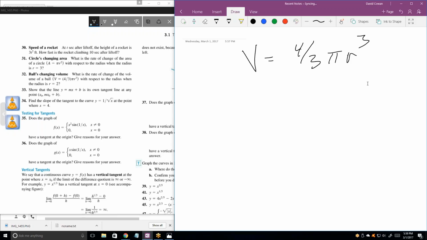So here's what we're going to do. You're going to calculate dv dr, which would be 4 pi r squared. And then you're going to figure out what dv dr is when r is 2. Well, if dv dr is 4 pi r squared, then when r is 2, you get 16 pi. So the volume is changing by 16 pi per one change in the radius, I guess is the way you would interpret it. Got it.